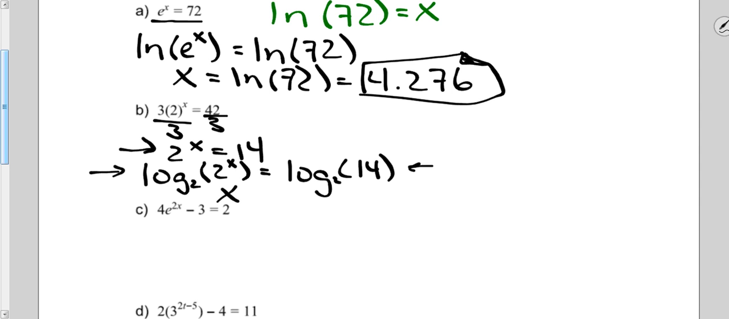Change the base. Change the base. So that's going to equal, how do I do that? Should I do common log or natural log? Common. Common log? So I got log of 14, or base, yeah, you got it. Log of 14 divided by log of 2. What do I get when I do log of 14 divided by log of 2?